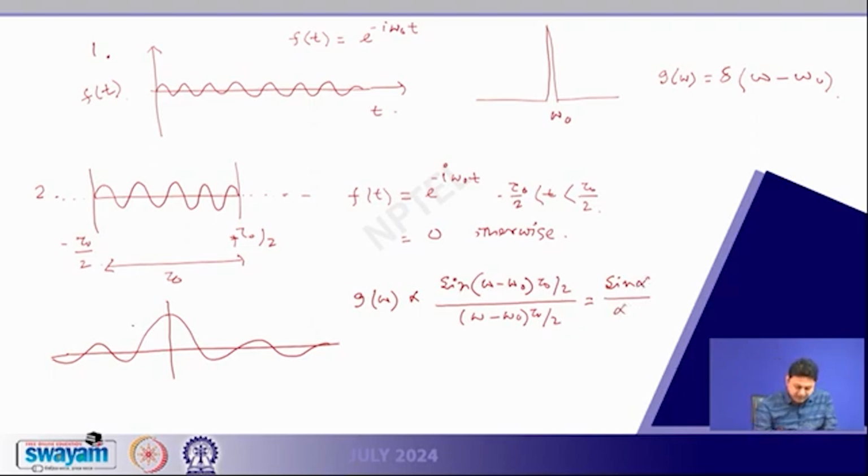But the point is, here instead of having a sharp value at omega naught, we have a span. If I write the half width of that span as delta omega, we find its value is 2 pi divided by tau naught.